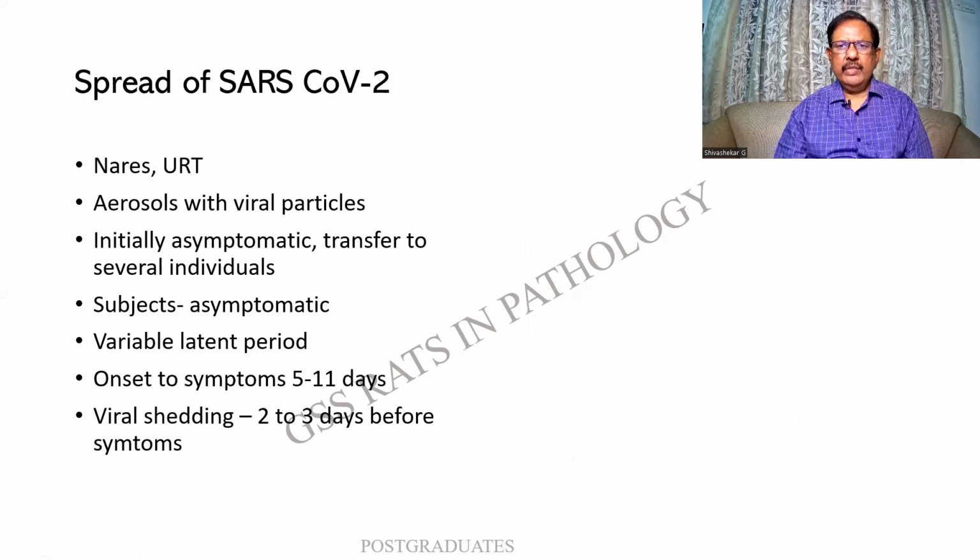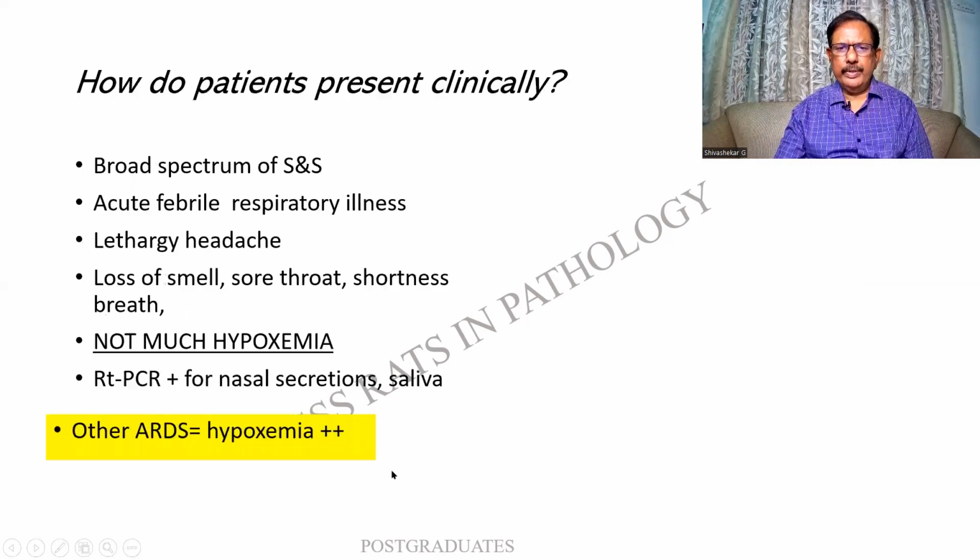The routes of spread are as follows. Normally, it is a respiratory infection. The nares and upper respiratory tract are involved. Droplet infection with viral particles. An individual can transfer it to multiple other individuals before becoming manifest with the disease. The latent period is about 5 to 11 days. This is not much, but the rate of spread is so rapid that this matters most. Viral shedding starts 2 to 3 days before the onset of symptoms.